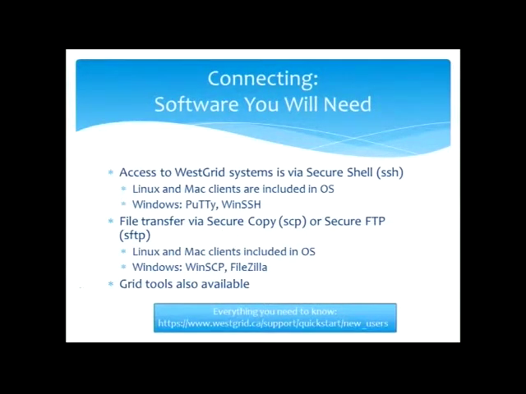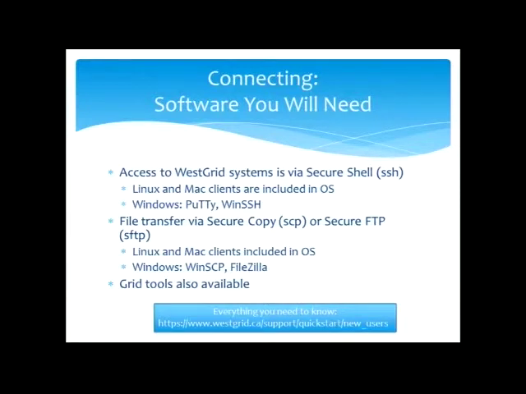Okay, so for connecting to WestGrid systems, all WestGrid systems are available via SSH, Secure Shell. That's the main way of getting in. If you're using a Linux or a Mac system, you have SSH already available for you. For Windows, there's a free download called PuTTY. You can just search for that on the internet, or it's referenced from the WestGrid webpage. It works really well, and that'll get you in. So you use that to connect to whichever WestGrid system you want, and that's for interactive logins.